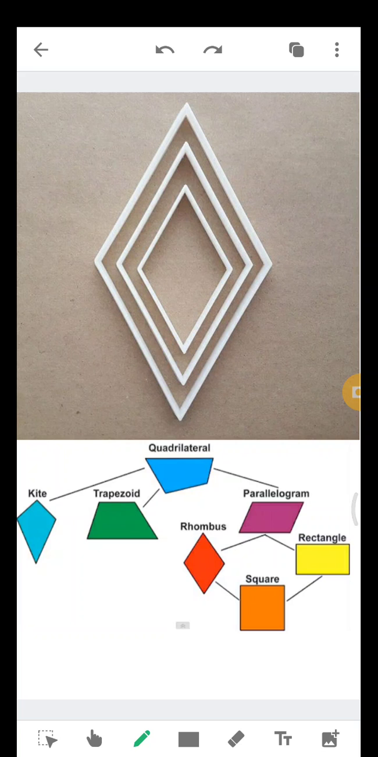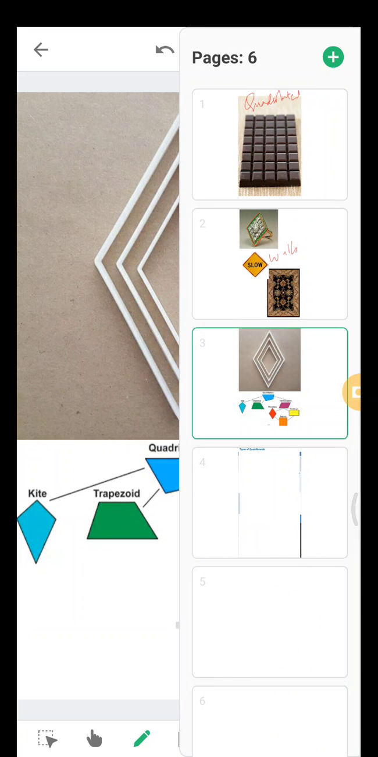You have been learning about quadrilaterals from your lower classes. In 9th class also you have a quadrilaterals chapter, in which we are going to go deep into the concepts. So let's begin with the properties of types of quadrilaterals.